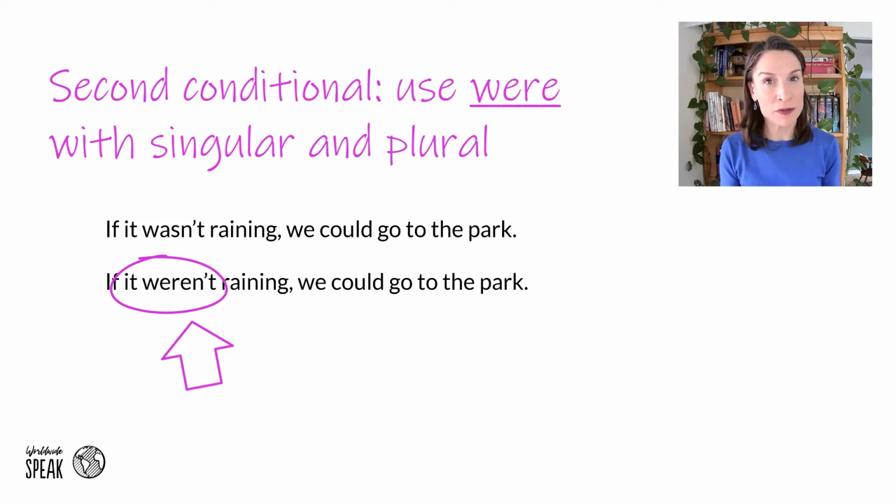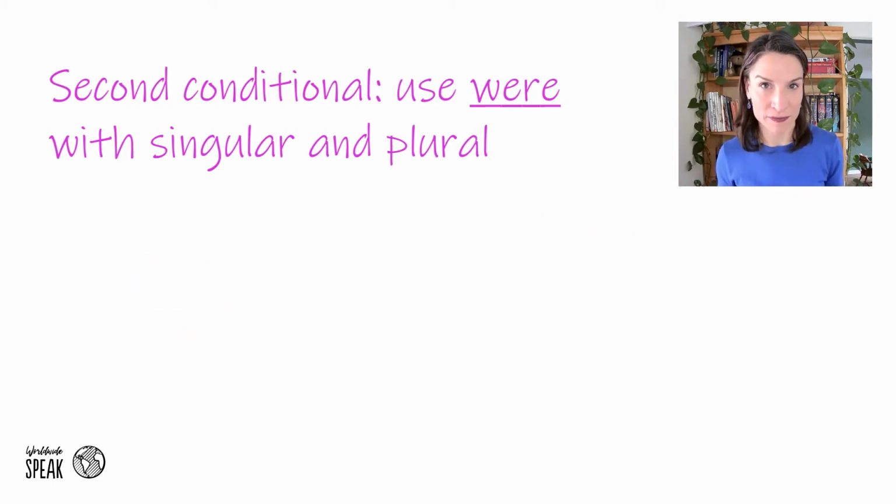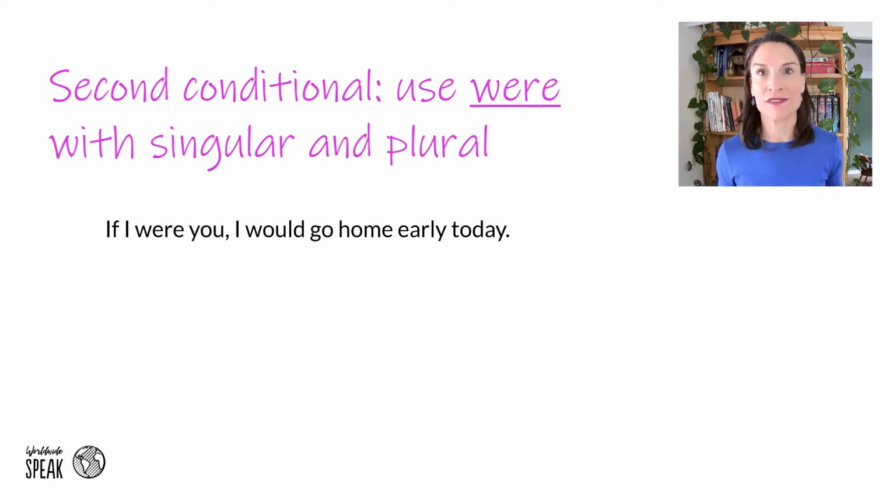Now, a lot of people will make a sentence like the first one. If it wasn't raining, we could go to the park. And this is considered more informal or more casual, and it's actually more common. But if you want to be technically 100% correct with your grammar, like perfectly correct, then you'll make the sentence like the second one here. If it weren't raining, we could go to the park. So this is a very, very common construction, like I said.